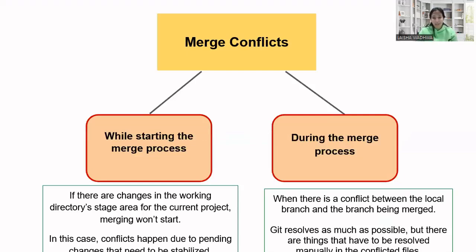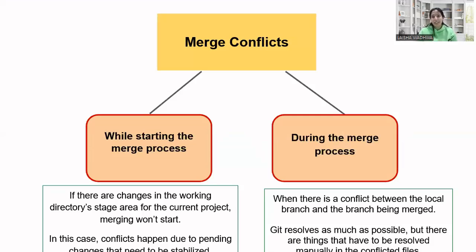When we are starting the merge process. Now, this generally happens when there are some changes in your working directory or staging area, where you have done a git add for the current project, so the merging won't start at all. So there are simple ways to treat that.